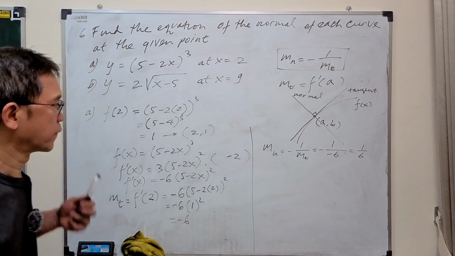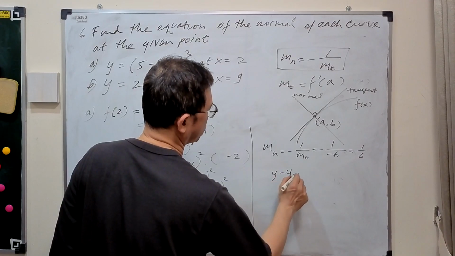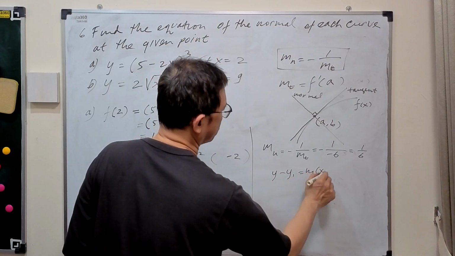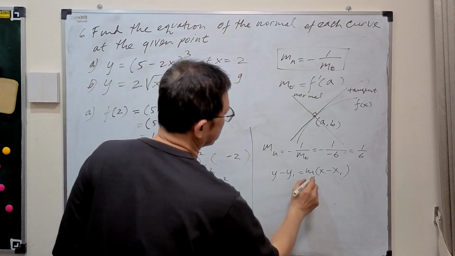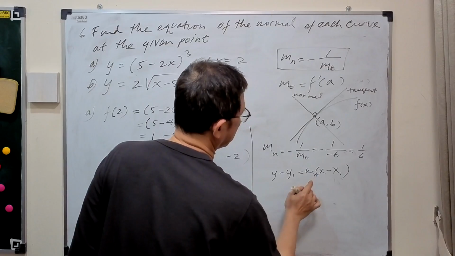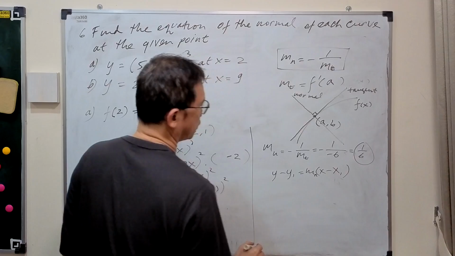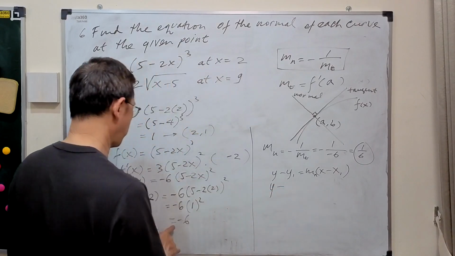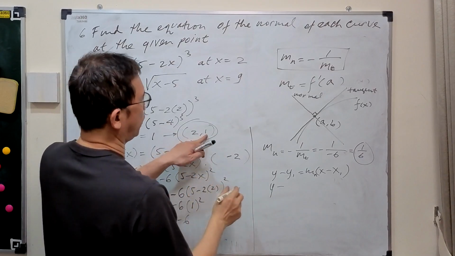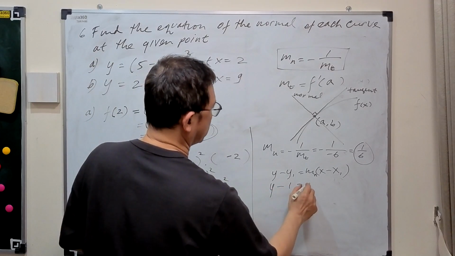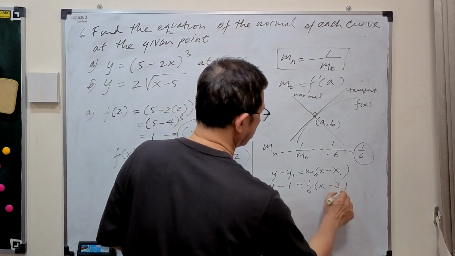And then we find the equation using this formula, y minus y1 equals m times (x minus x1). Since we are finding the equation of the normal, m here must be the gradient of the normal. Don't replace this by the gradient of the tangent. You have to use the gradient of the normal. Y minus y1, y1 here is 1, and m is 1 over 6. Then x minus 2.